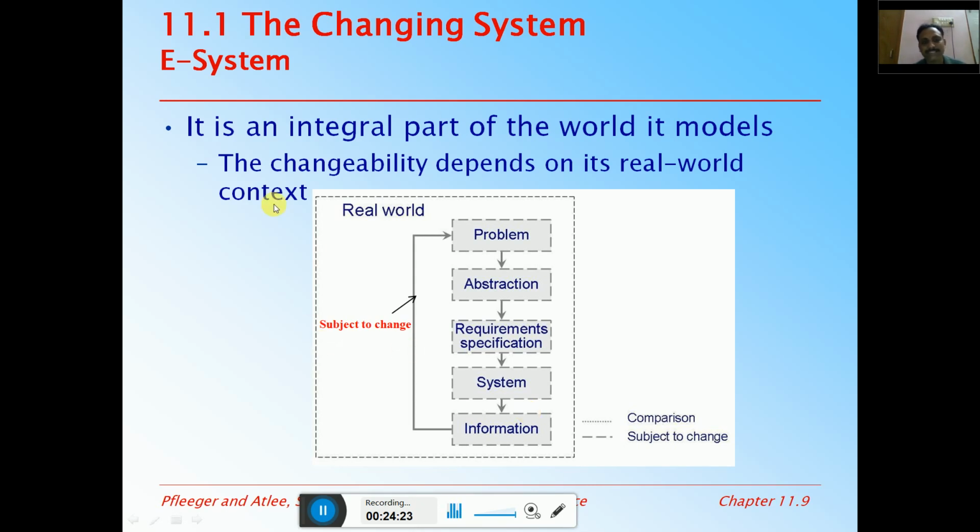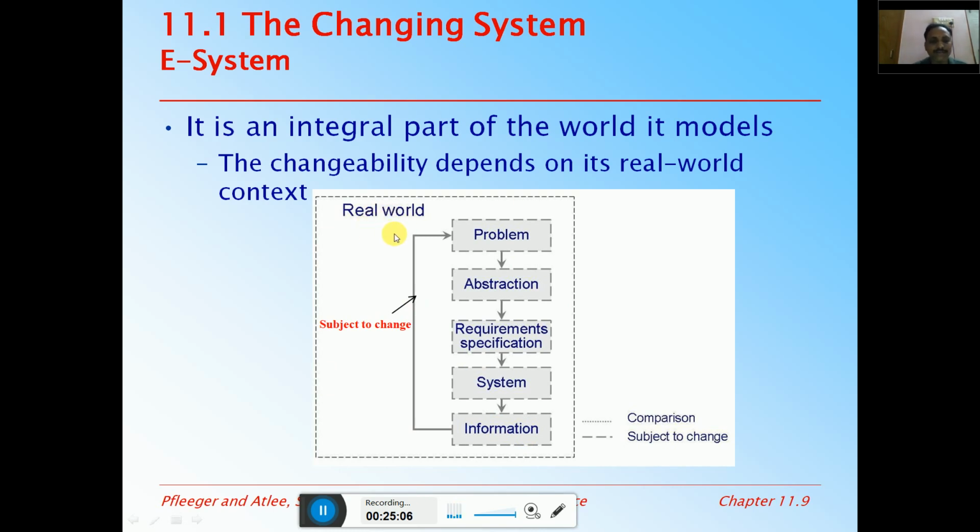But in the case of E systems, the business environment is changing. According to that, the problem definition is changing, the developer's abstraction definition is going to change, requirement specifications are going to change, system implementation will change, and the solution will also change. So every phase is going to change in the case of E systems. In this flowchart, the dashed line indicates the change of that particular phase. If you observe, the problem, abstraction, requirement specification, system and solution all change, because the real world is changing.